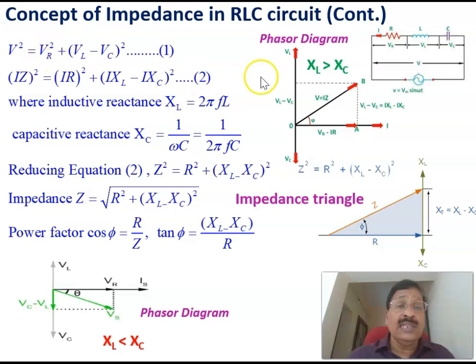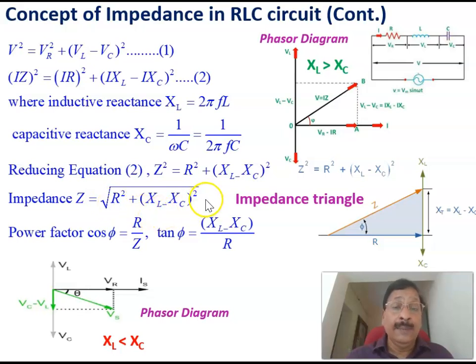Again, you substitute total V equal to I into Z. Z is called the total impedance of the circuit. Therefore, (I into Z) whole square equals (I into R) whole square plus I squared into (XL minus XC) whole square. Cancelling the current, we get Z square equal to R square plus (XL minus XC) whole square, or the impedance of this RLC circuit equals the square root of R square plus (XL minus XC) whole square.